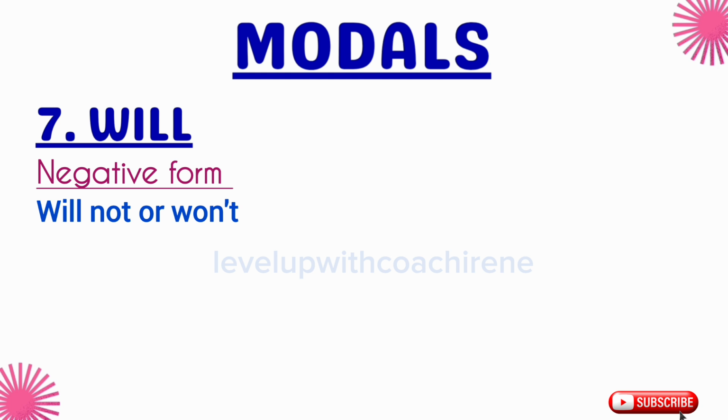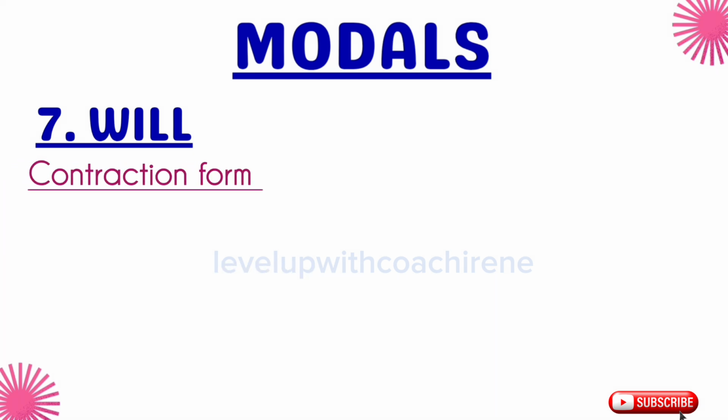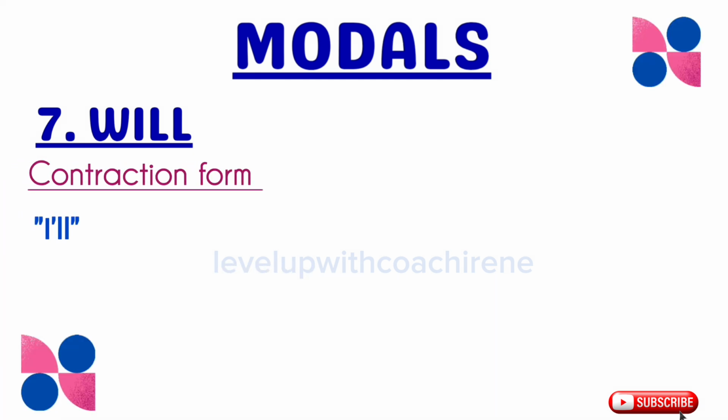The negative form of will is will not or won't. For example, I won't be able to attend, or I will not be able to attend. The contraction form of will is I'll. For example, I'll call you tomorrow. Will is an essential and flexible modal verb used across many contexts to indicate the future, certainty, and intentions. It is a key component of fluent English communication.